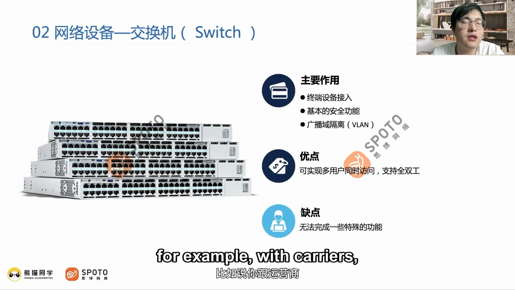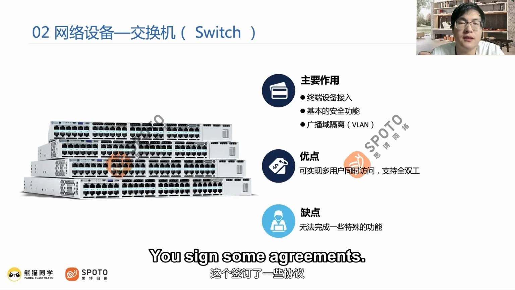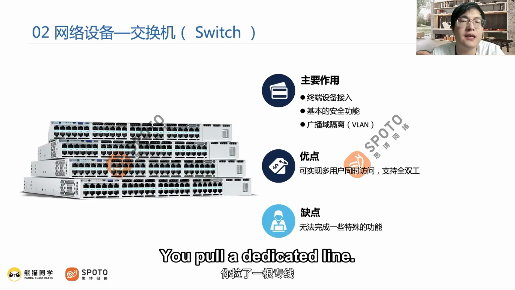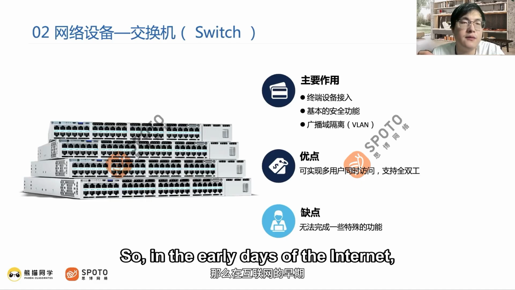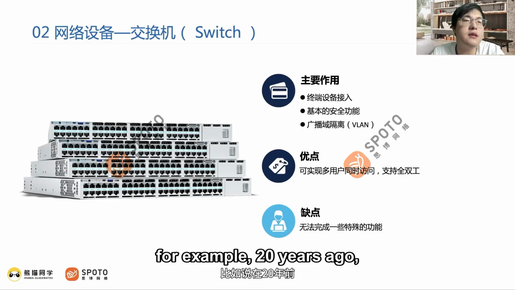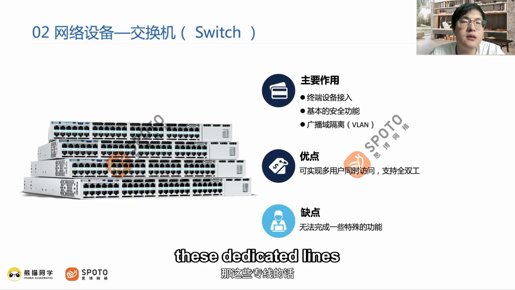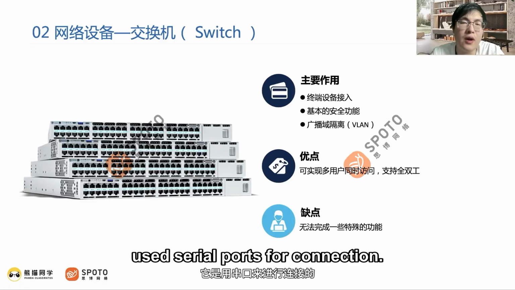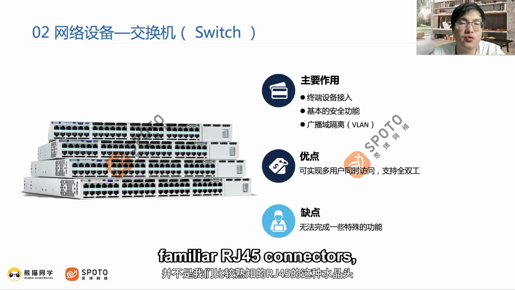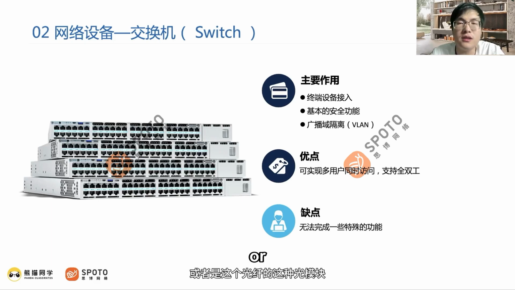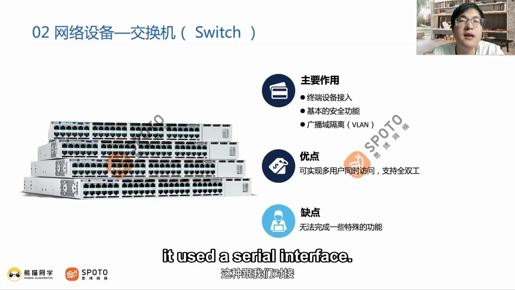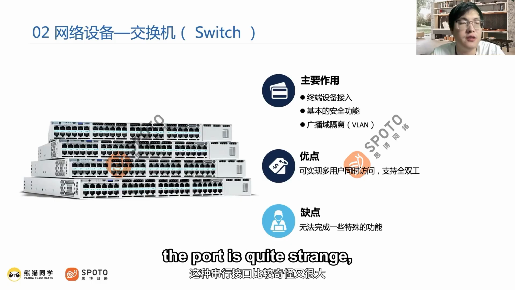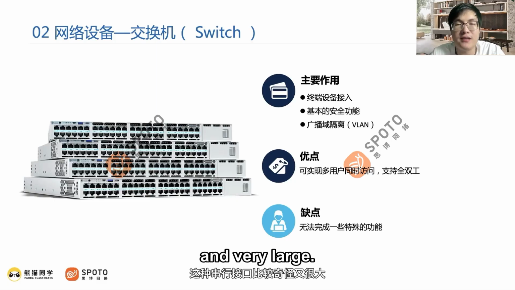For example, with carriers. Right? You sign some agreements. You pull a line. So, in the early days of the internet, for example, these dedicated lines used serial ports for connection. Not the familiar RJ45 connectors or fiber optic transceivers. Right? To connect with us, it used a serial interface.